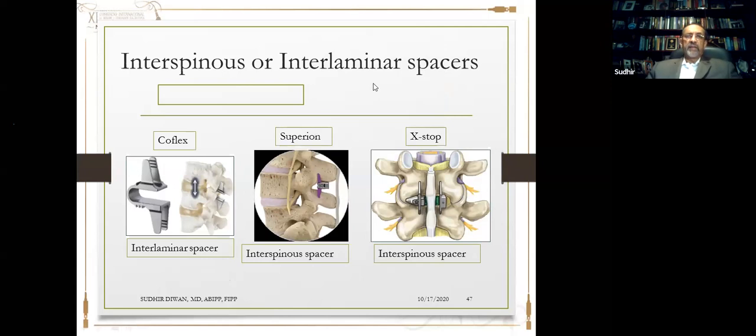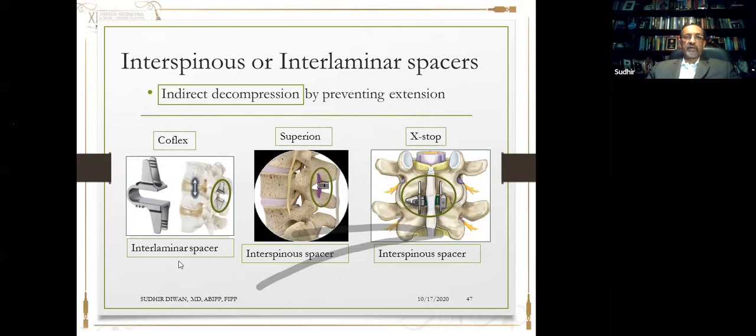There are mainly 3 options available, and all 3 options are indirect decompression. What that means is that it prevents the extension. So if you can prevent the extension, there is less weight load transmitted to the posterior column, and your pain is less. And because of preventing extension, you will not have an infolding of the ligament, and you will not have overlapping of the lamina, and there would be a decompression. So it is indirect decompression by preventing the extension.